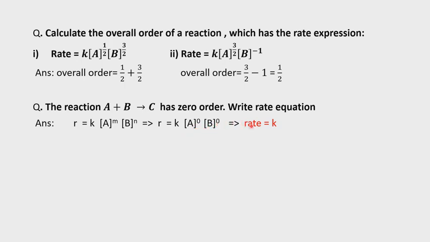This is a very important statement. For a zero order reaction, the rate of reaction is equal to the rate constant. For a zero order reaction, the unit of K is equal to the unit of rate. Okay friends.